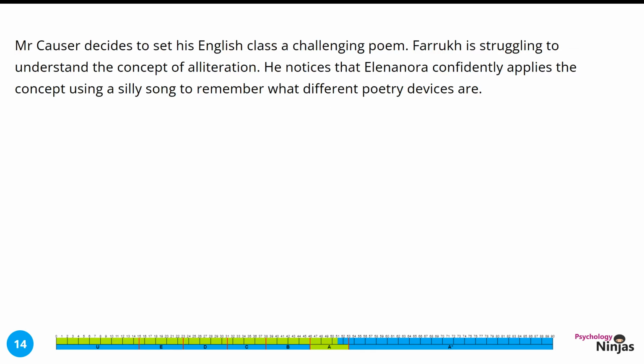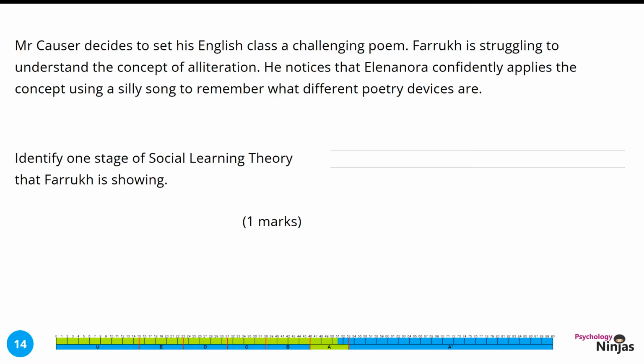Mr. Causa decides to set his English class a challenging poem. Farouk is struggling to understand the concept of alliteration. He notices that Eleonora confidently applies the concept, using a silly song to remember what different poetry devices are. Identify one stage of social learning theory that Farouk is showing, 1 mark.